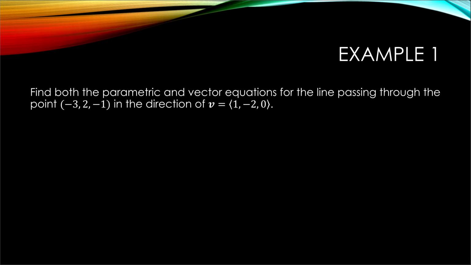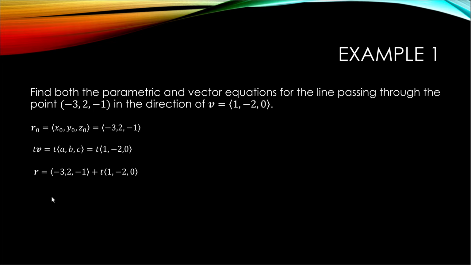Let's find both parametric and vector equations for a line that passes through the point with coordinates -3, 2, and -1, and lies in the direction of the vector v with components 1, -2, and 0. The point -3, 2, -1 is my P naught point, and I'm going to write the r naught vector for that from the origin to that point, given by a vector with components -3, 2, -1. V is the vector I'm going to multiply by a scalar t, and t times a vector v is equal to t times a vector with components 1, -2, and 0. So my general R vector will be given by the sum of a vector with components -3, 2, -1, plus the scalar t times a vector with components 1, -2, and 0.